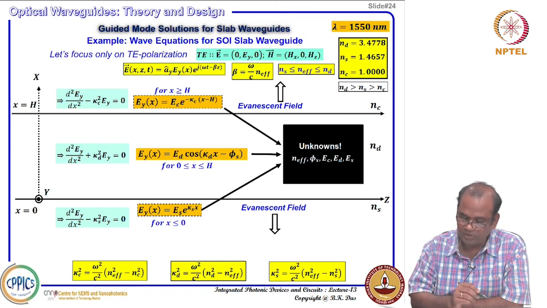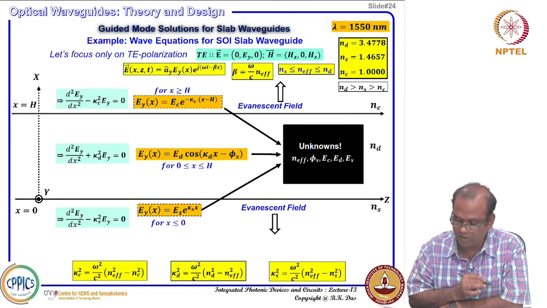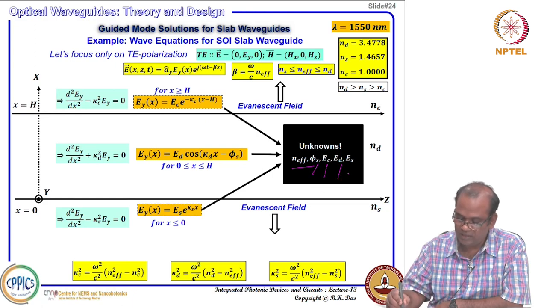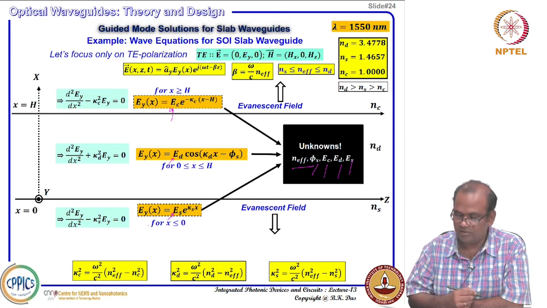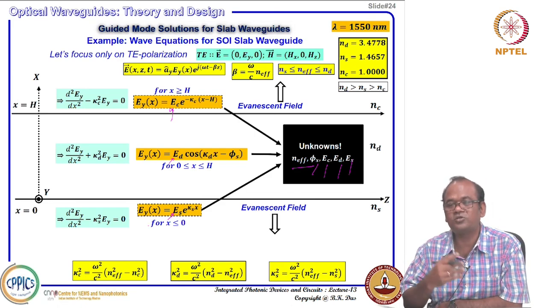Now, in this equation, what are the unknown things we have introduced? N effective, phi s, E C, E D, E S. These are the unknowns, and we need to solve them.